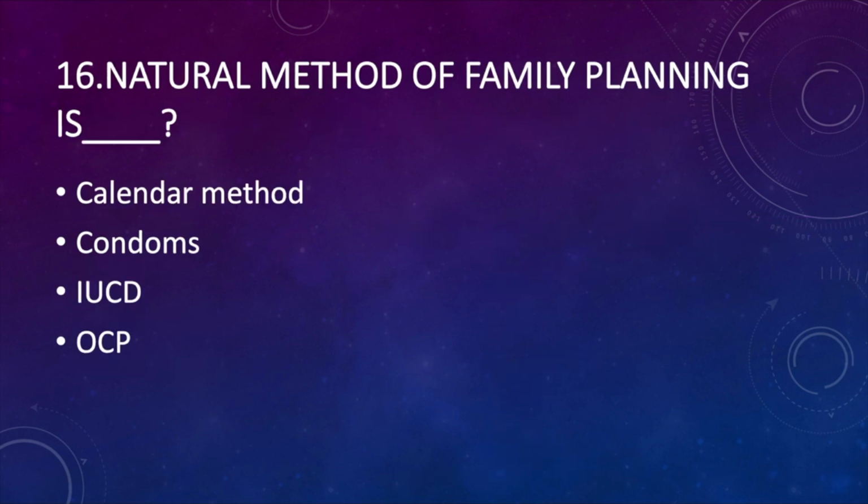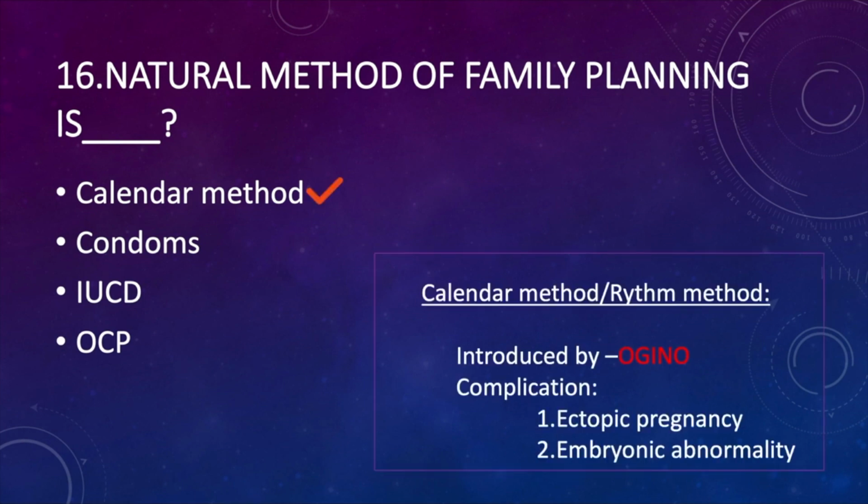Natural method of family planning is: option A, calendar method; option B, condoms; option C, IUCD; option D, OCP. Answer: option A, calendar method. Calendar method is also known as rhythm method, introduced by Organon. Its complications are ectopic pregnancy and embryonic abnormalities.